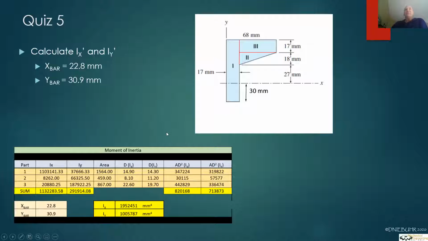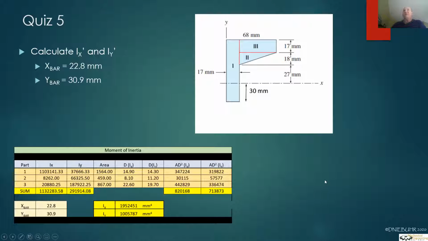Okay, I want to mention the quiz. If you haven't checked already, quizzes 4 and 5 are graded. The only thing I've left to grade is your homework 6, so I should hopefully get to that soon. But here's the solution. I did it in Excel.